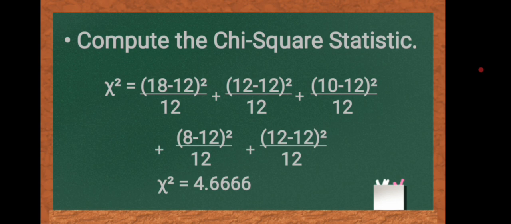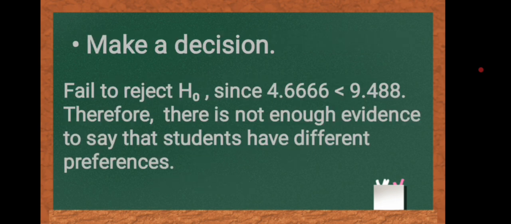It gives us the result of 4.6666. Last step, the decision is fail to reject the null hypothesis. Since 4.6666 is less than 9.488, therefore, there is not enough evidence to say that students have different preferences.